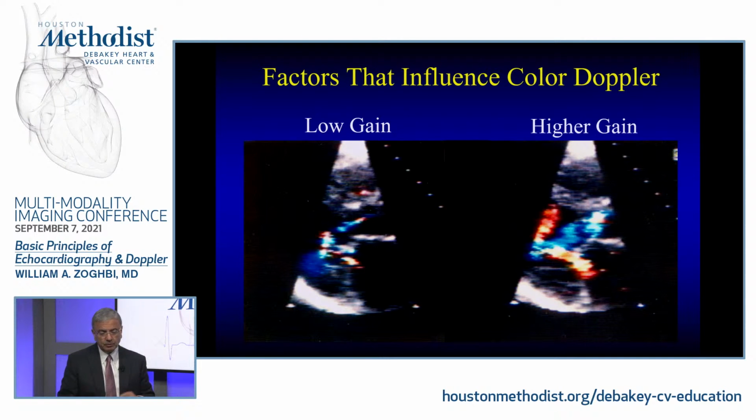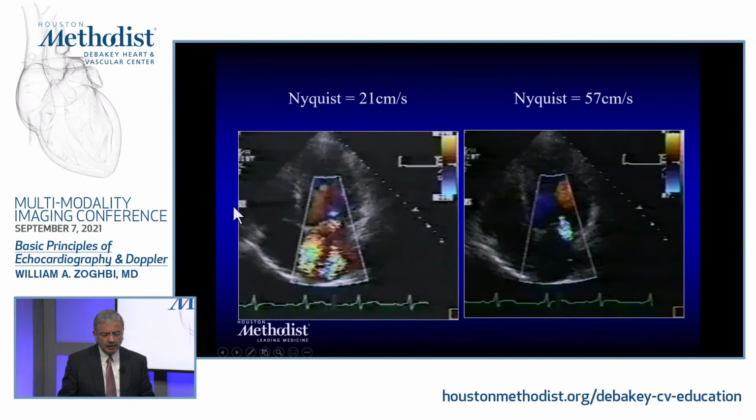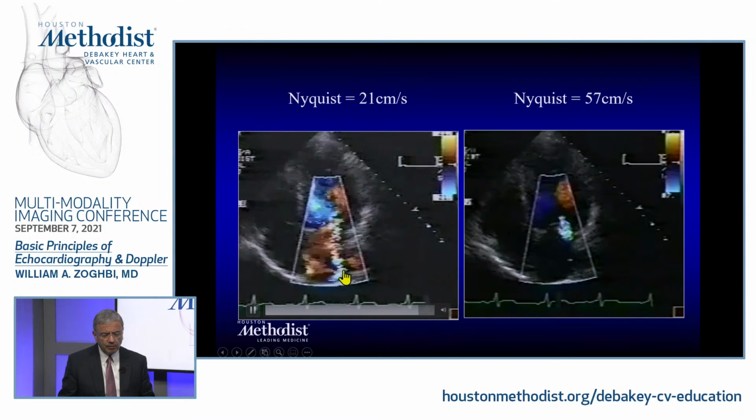But you could change your estimation of the colored jet area if you overgain, or certainly undergain. At times I see that you may mask a significant regurgitation if you're too low on your gain. The other thing is Nyquist. If you drop the Nyquist limit too low, what will happen? You will overemphasize all the flows that are lower velocity, whatever that chamber is.